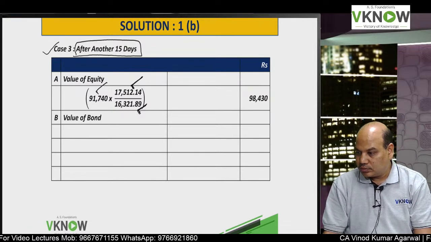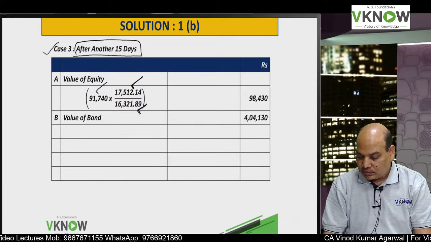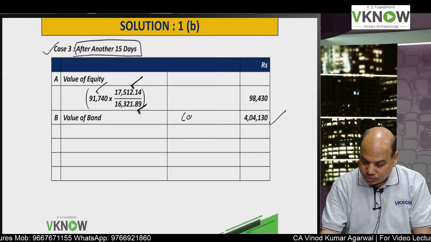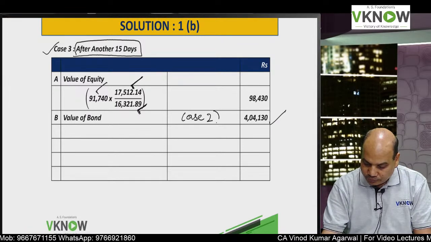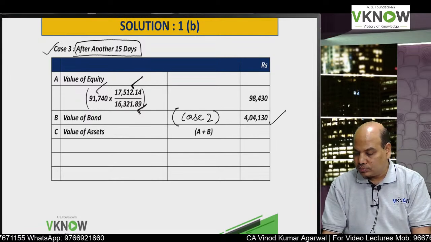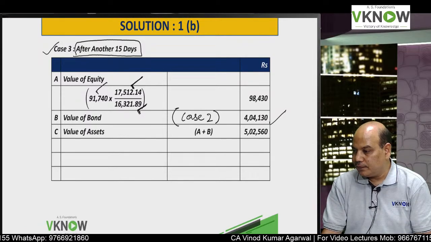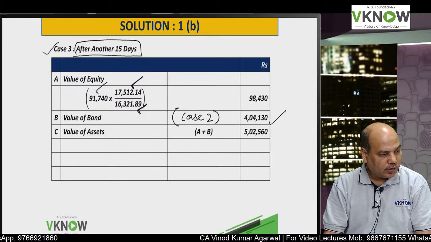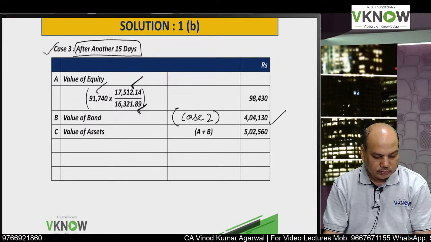Value of bond, previous answer as computed in case 2. So my asset value will be 5,02,560.